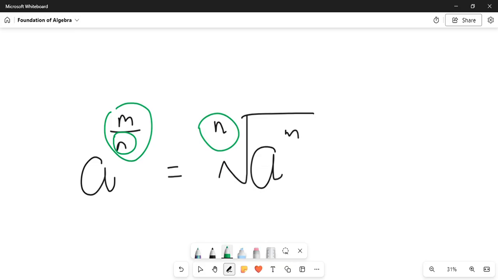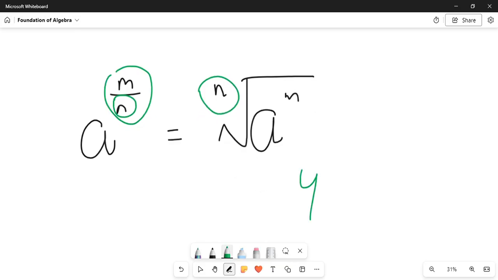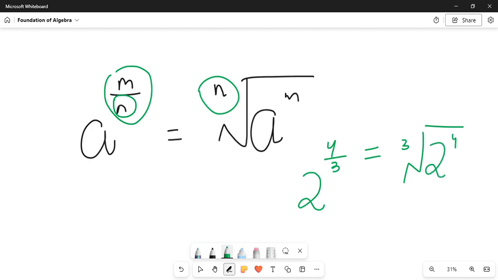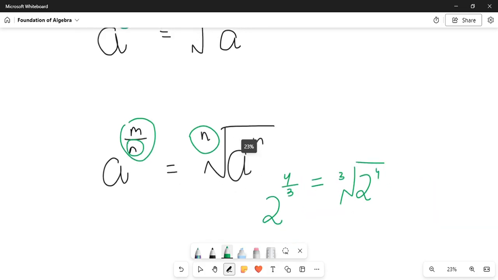And the numerator becomes the power of the base. So if we have something like 2 to the power of 4 over 3, then this 3 will be, first we can convert it, many people convert it to 1 over 3 first times 4, which I think is a bit complicated. So I simply do it that the denominator becomes the power outside, 3, and the numerator becomes the power on the base. Very simple. So I think these are all the laws covered.